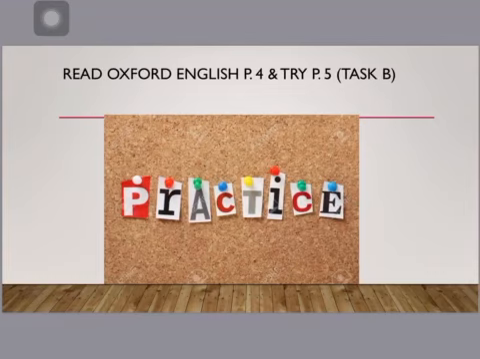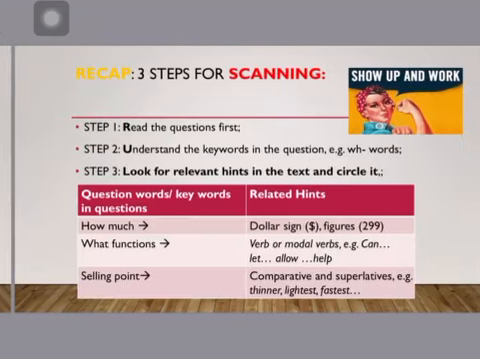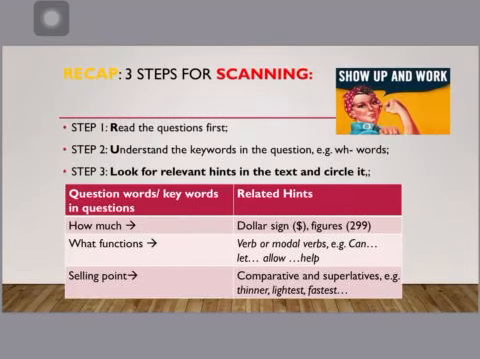So I guess you should have got some idea about how we skim and scan different reading passages. Now is your practice time. Please read the leaflet on page 4 of your task book, and then try task B on page 5. Do remember the 3 steps when we scan for information. This is a quick reminder of the 3 steps.